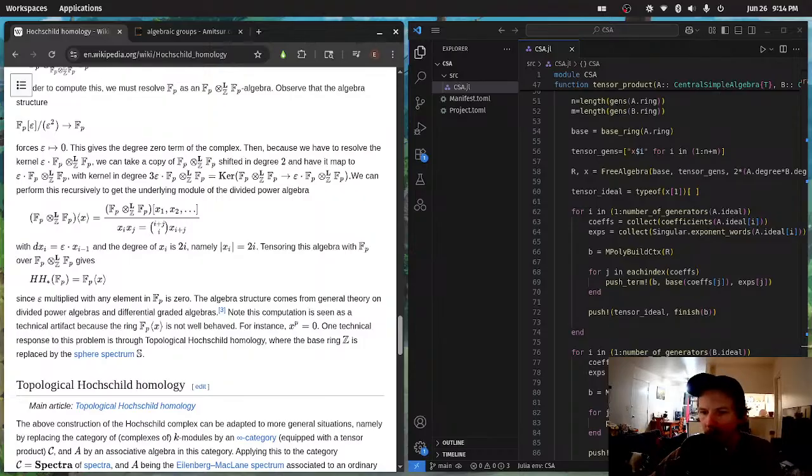Note, this computation is seen as a technical artifact because the ring FP adjoin X is not well behaved. For instance, X to the P equals 0. One technical response to this problem is through topological Hochschild homology. I just hate when people say one response to this problem.